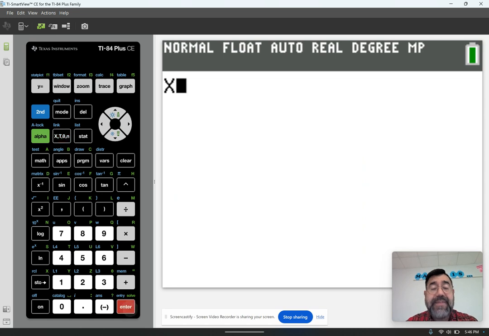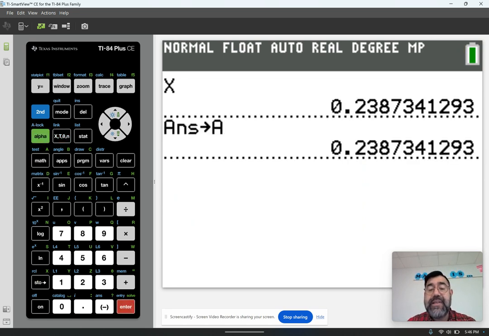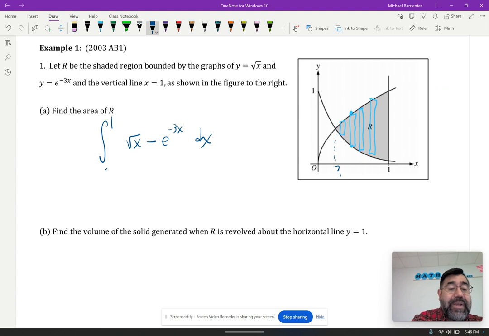I'm going to pull up my x value here, and I'm going to store that in alpha A, just in case. But it is 0.2387. What do they want to see? If it's a calculator active part, they want to see the setup. We have the setup. But now we can use the calculator to figure out the full integral.